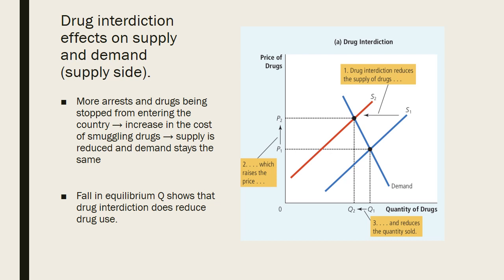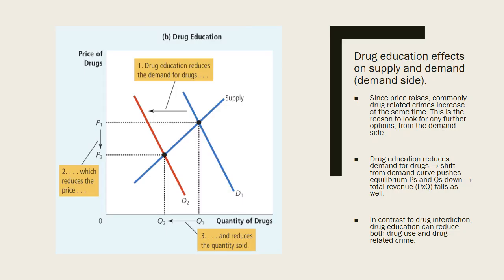So, this leads us to talk about another approach, which is not from the supply side, but is from the demand side. So, yes, this is not exactly drug interdiction, this is drug education. So, what are the drug education effects on supply and demand? Well, as I just told you, since price rises, commonly drug related crimes increase at the same time. This is the reason to look for any further options from the demand side. So, what if we didn't approach this drug problem from the supply side and from drug interdiction, and we were trying to approach it from another perspective, which is reducing demand, not reducing supply?